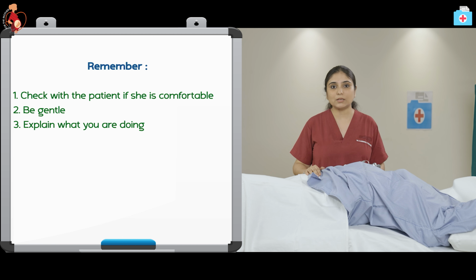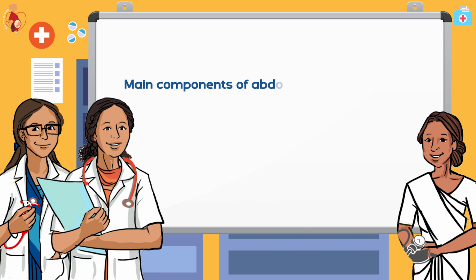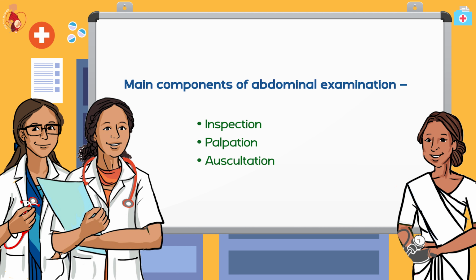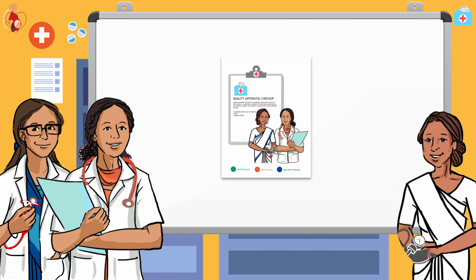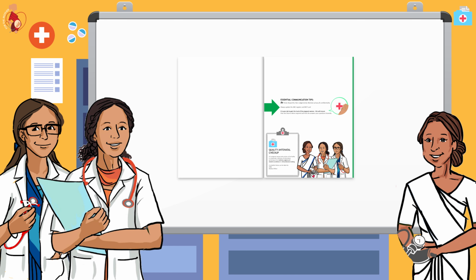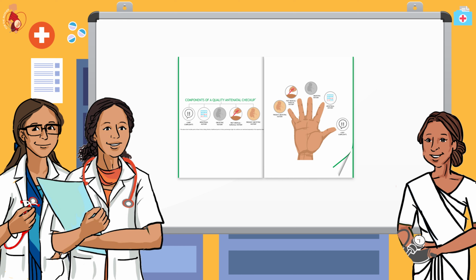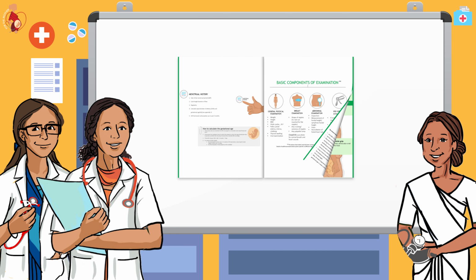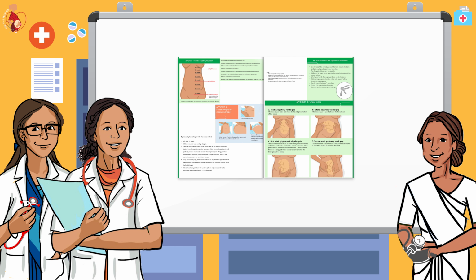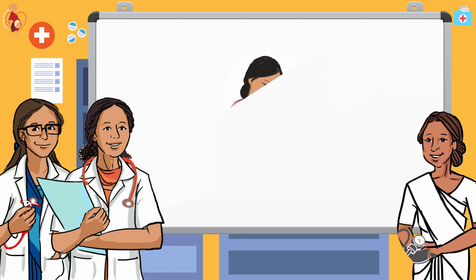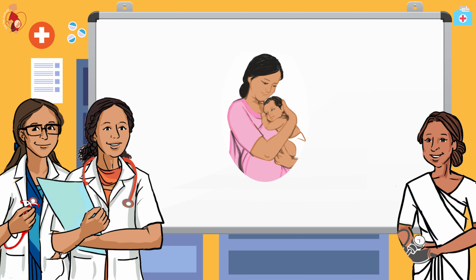So in the end, we can summarize by saying that a proper verbal consent is very important before you begin any kind of examination on a pregnant woman. The main parts of an abdominal examination are inspection, palpation, and auscultation. Remember to refer to the Quality ANC protocol for more details. Timely and thorough ANC checkups help us to identify high-risk conditions early and ensure that we manage and treat them in a timely manner, leading to better health outcomes for both mother and baby.